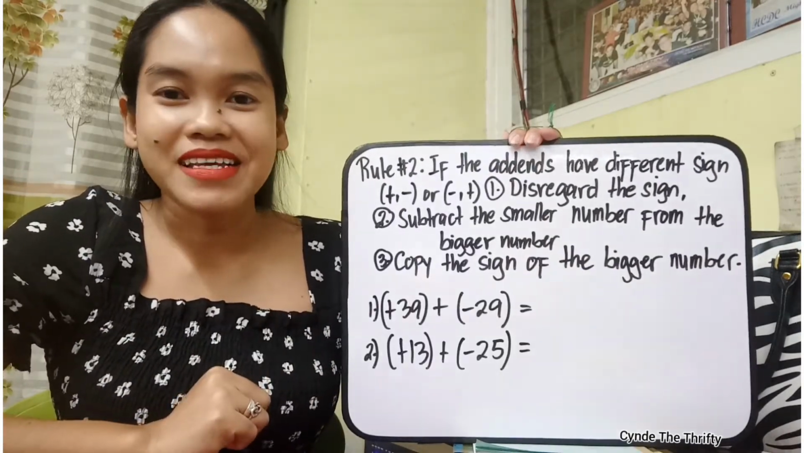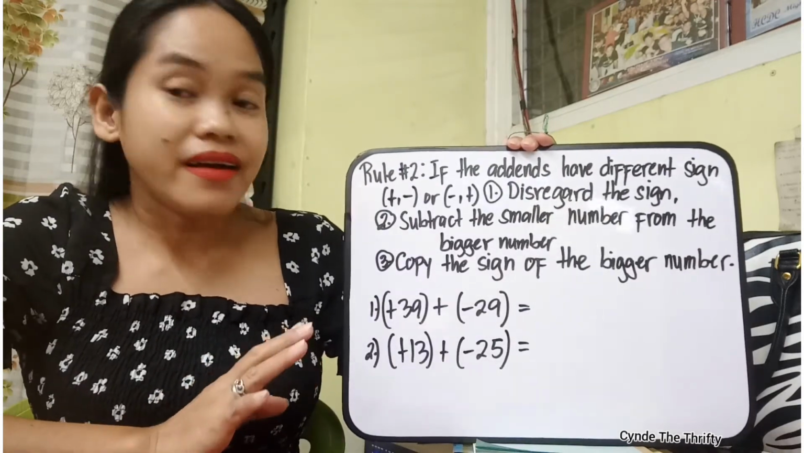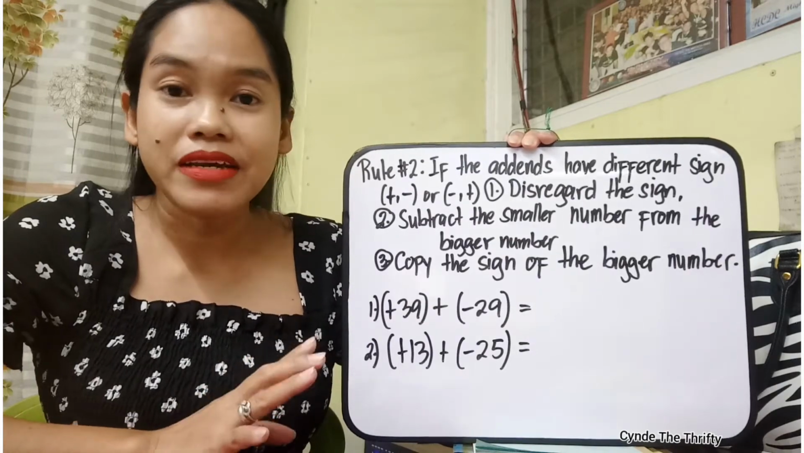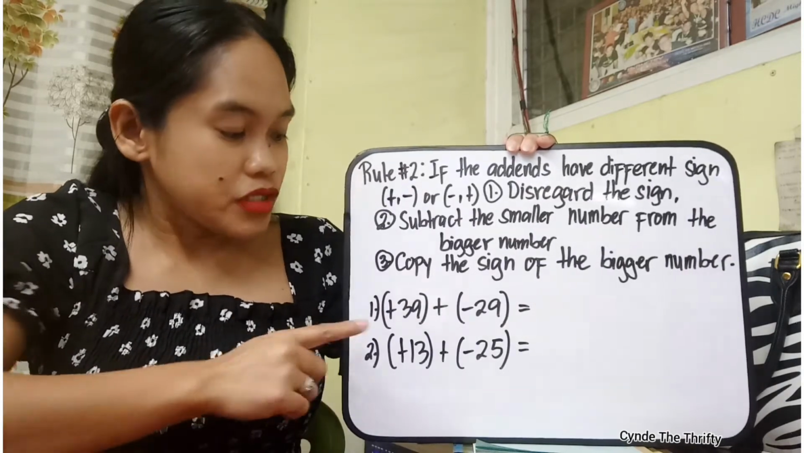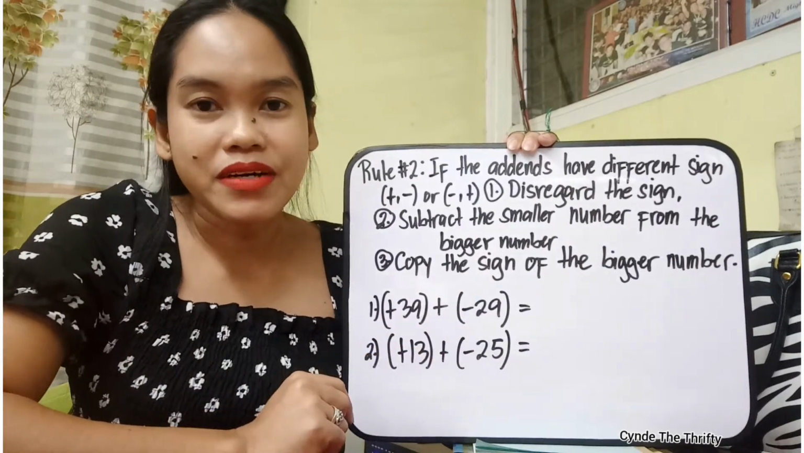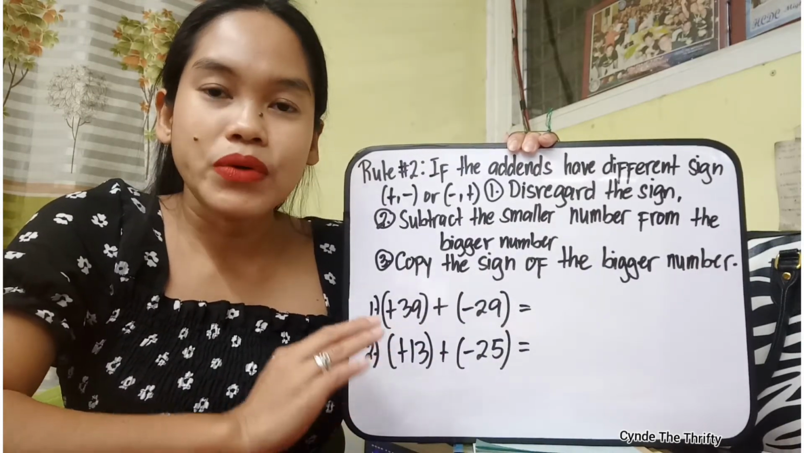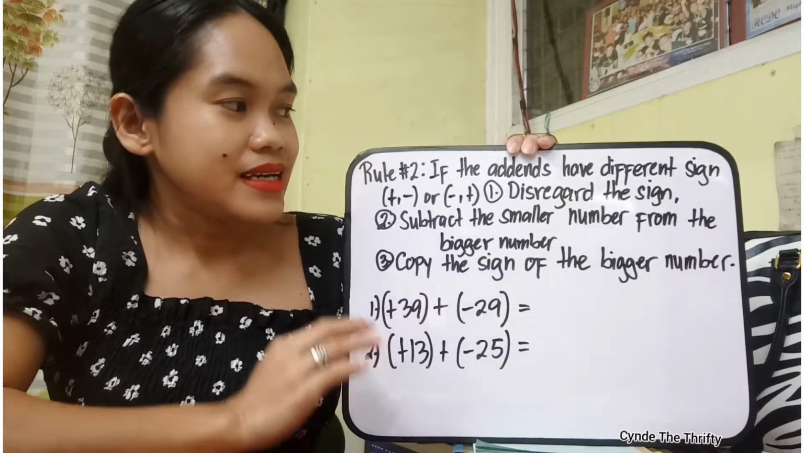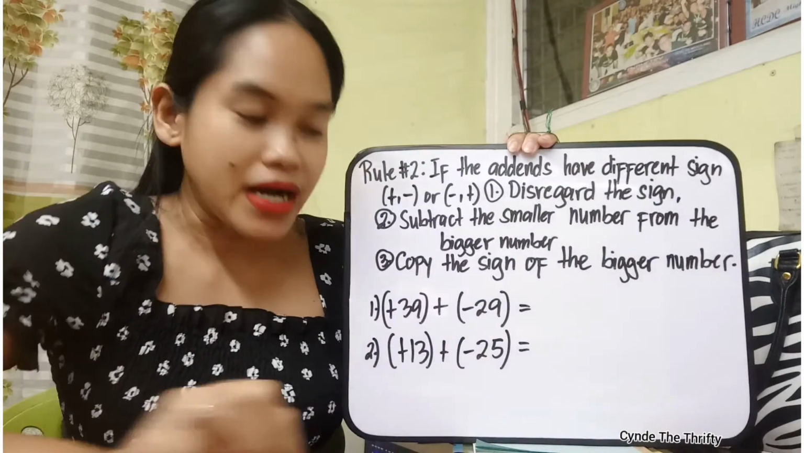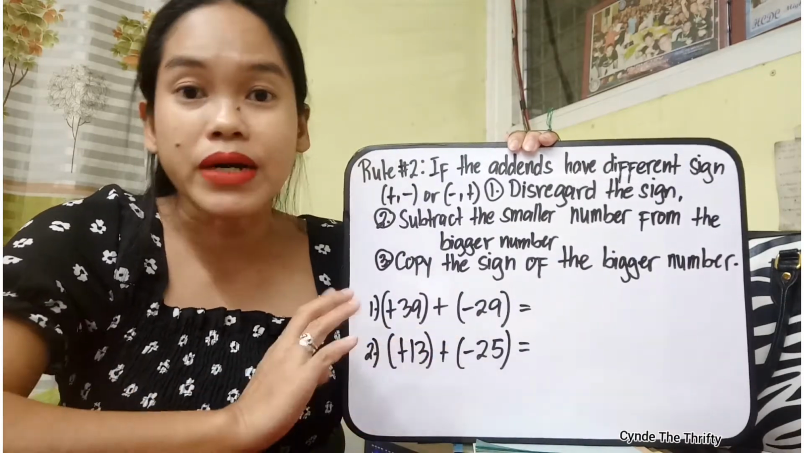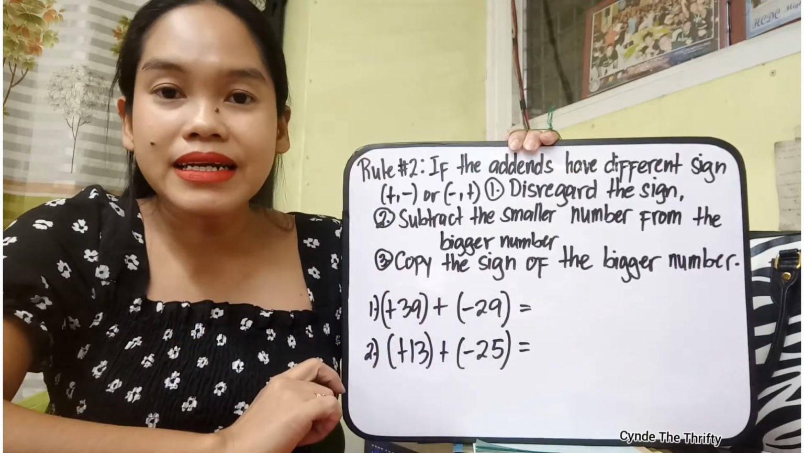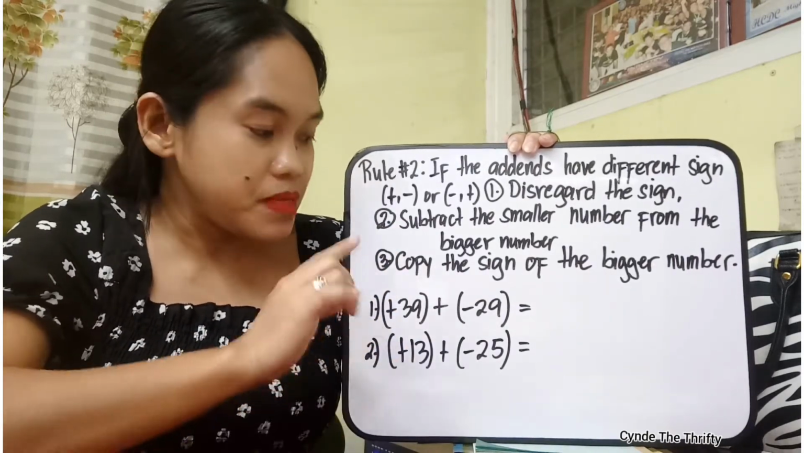I-apply natin siya sa ating examples. So, we are now adding integers with different signs. So, magkaiba na yung sign na i-add natin. So, we have here positive 39 plus negative 29 is equal to, ano yung gagawin natin? Unang gagawin natin is i-disregard the sign. I-disregard natin ang sign ng dalawang addends natin, which is positive and negative. Huwag natin siyang pansinin. Pagkatapos, ang gagawin natin is i-subtract natin ang maliit na number from the bigger number.